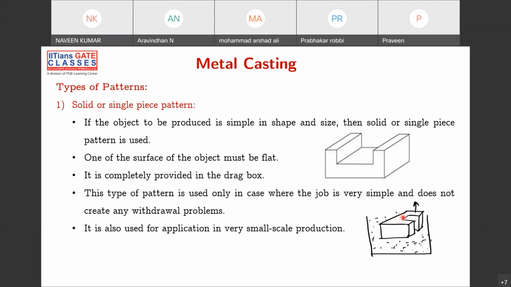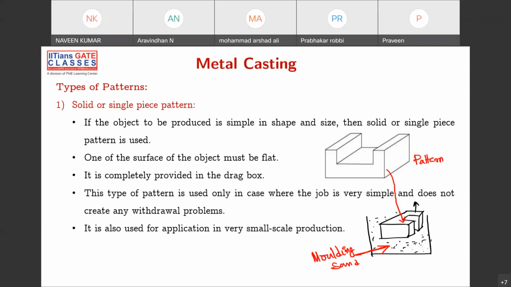Once you remove the pattern, you have to retain the geometry of the pattern itself in the molding sand. This is called molding sand, and this is your pattern. Once you remove it, you are not disturbing the sand. Your cavity remains intact, in the sense that your geometry is not getting disturbed. Whatever pattern you have put inside, once you remove the pattern, the replica of the same product is obtained, and you are not having any geometry disturbances.